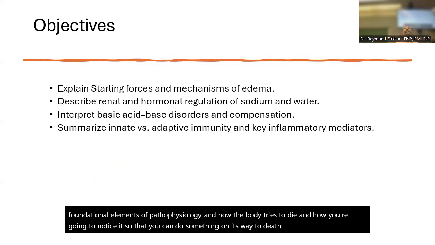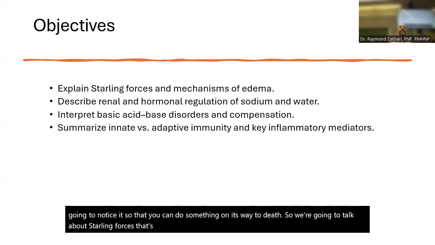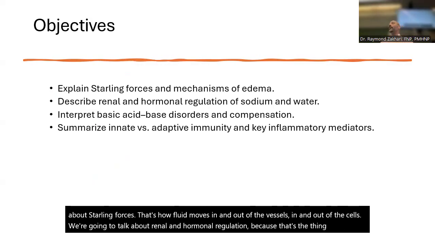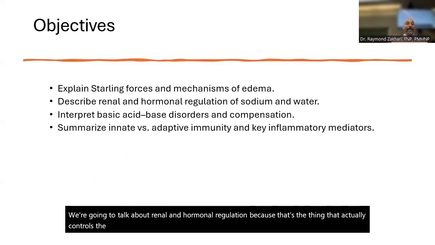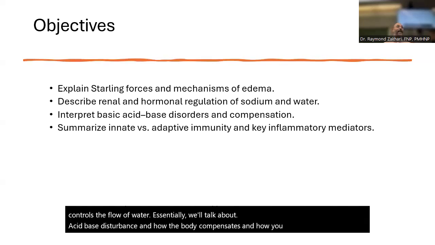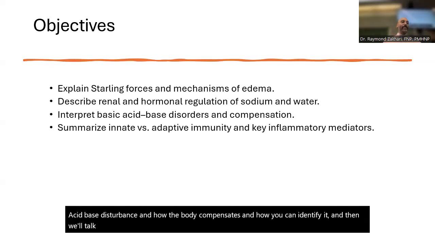So we're going to talk about Starling forces. That's how fluid moves in and out of the vessels, in and out of the cells. We're going to talk about renal and hormonal regulation because that's the thing that actually controls the flow of water, essentially. We'll talk about basic acid-base disturbance and how the body compensates and how you can identify it. And then we'll talk about innate versus passive immunity.